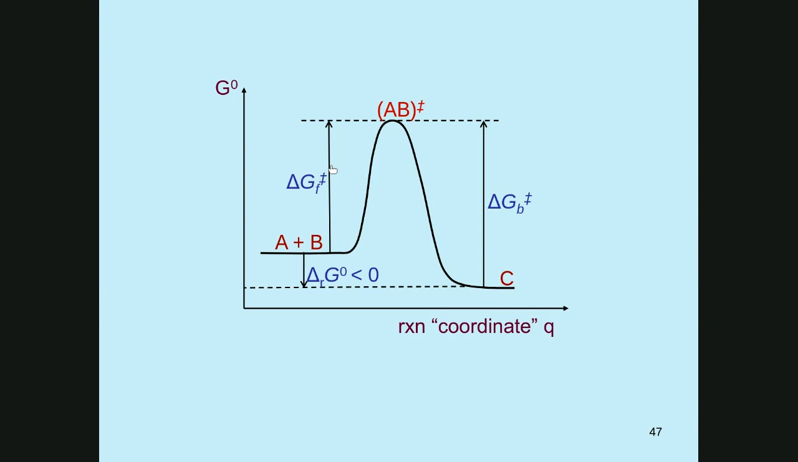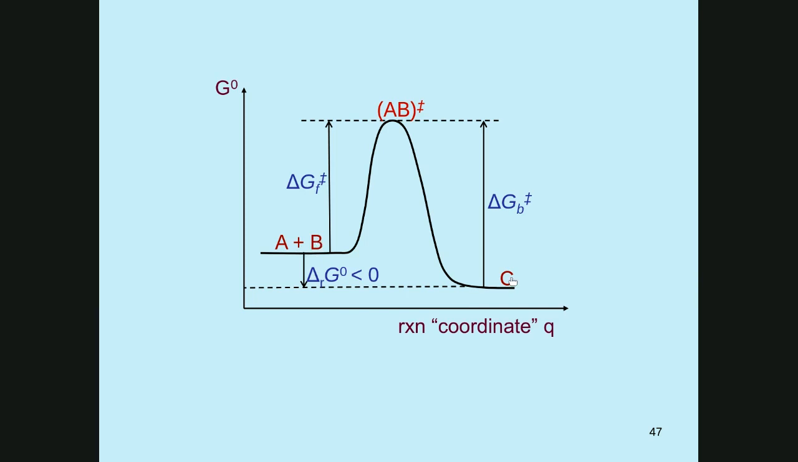Now the activation barriers in this case are the delta Gf and the delta Gb that we just defined. And you see from this diagram very clearly that the difference between the two, this height minus this height, is negative because this is higher than the other, and gives you the standard Gibbs energy of the overall reaction, the difference between AB and C.